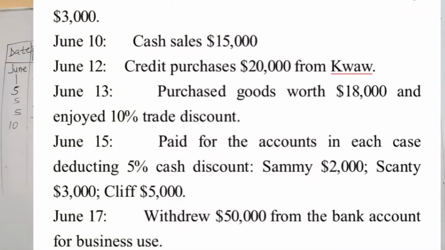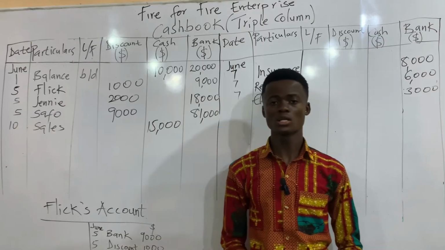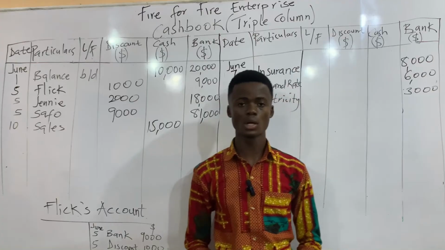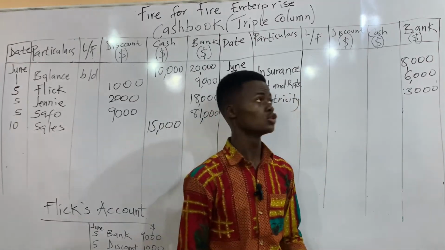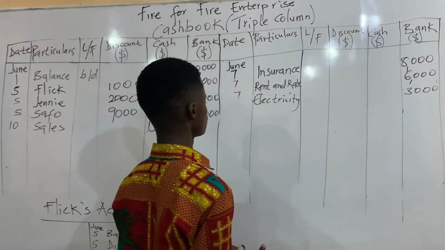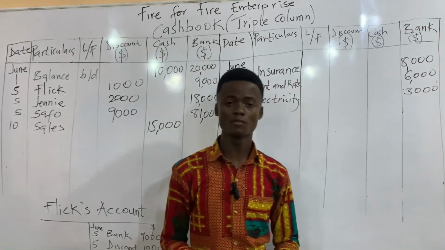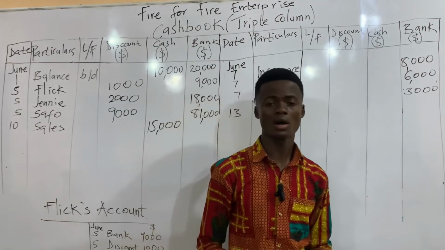So the next transaction also says that on June 13th, purchased goods worth $18,000 and enjoyed 10% trade discount. So this transaction also means that we bought goods with cash, but here we enjoy 10% trade discount. Since this transaction is a payment, we need to look at the payment side or the credit side of our cash book. The transaction involved cash, so we look at the cash column of our cash book. It took place on June 13th. In this situation too, the two accounts involved are the purchases account and then the cash account.